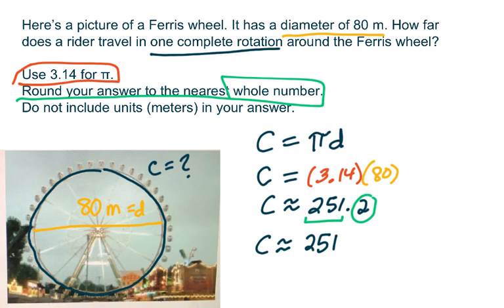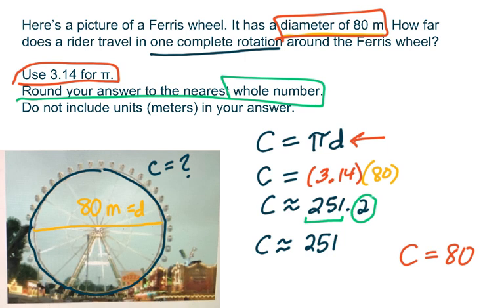If you chose the wrong answer of 80, then I think there are a couple of things that might have happened. You might have misread the problem and seen the diameter of 80 and thought that was the answer to the question right there. And you maybe didn't use the formula circumference equals pi d, or maybe you weren't aware that you needed to actually do some more work.